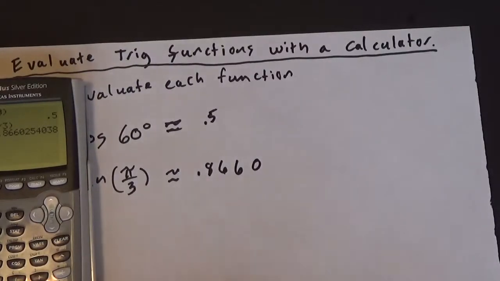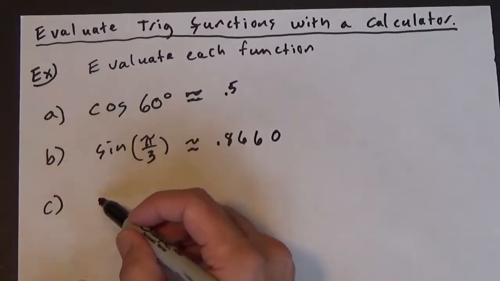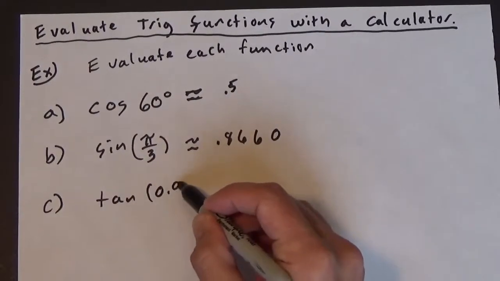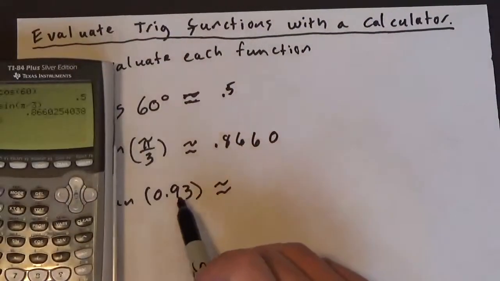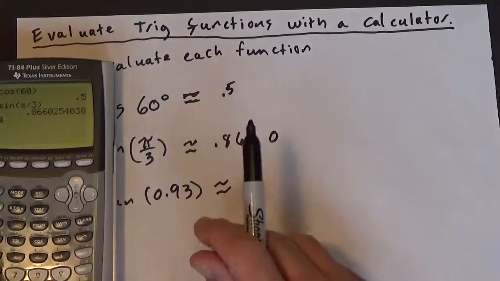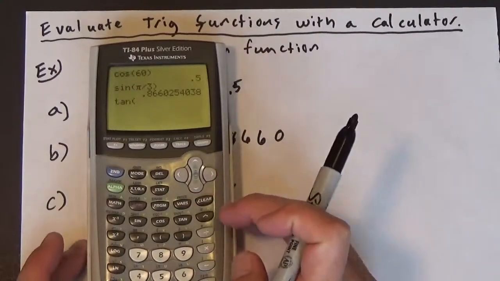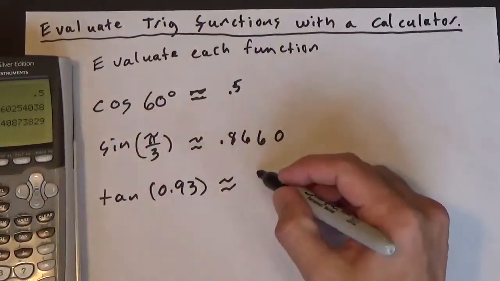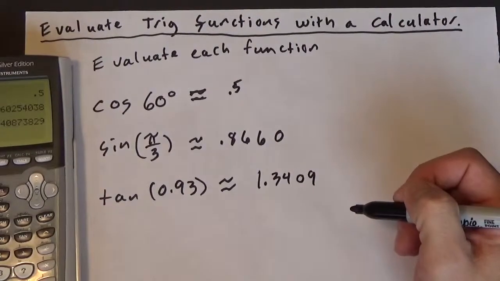Good. Let's try one more, part C, 0.93. Let's say we want to figure out the tangent of 0.93. First, we have to determine whether that is degrees or radians. Because there's no degree sign, it is radians, and we're already in radians because we changed it earlier, so we can just take the tangent of 0.93, and we get approximately 1.3409. Good.